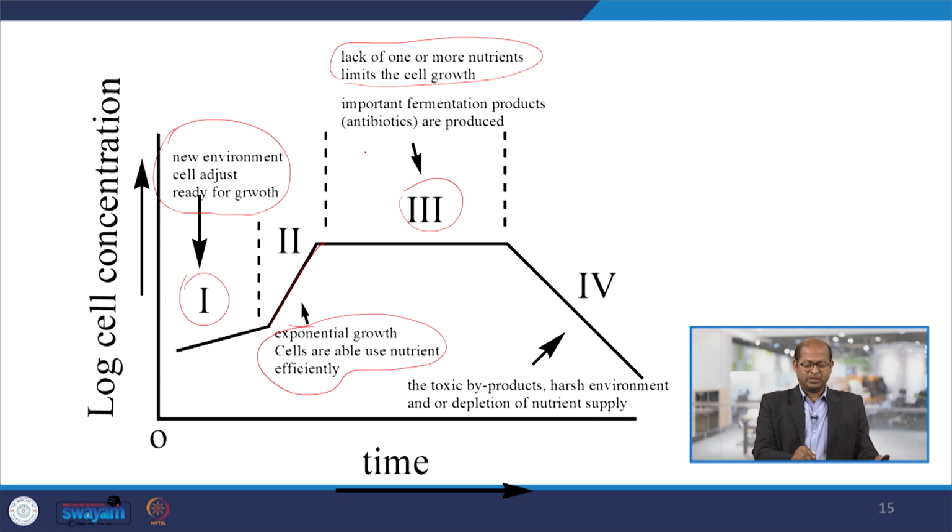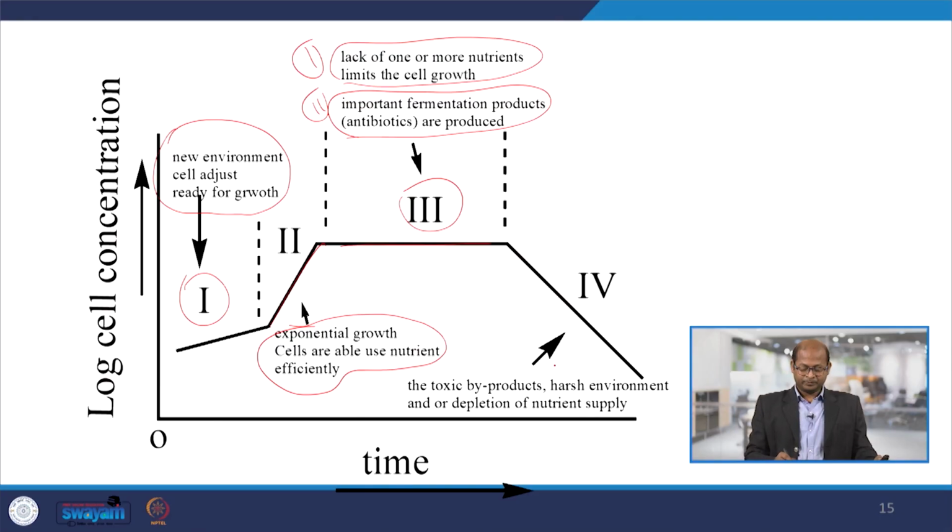So, maybe important fermentation products or antibiotics are formed that inhibit the cell growth. So, maybe reason number one is that nutrients are unavailable, and number two, maybe the product that is formed inhibits the cell growth. Therefore, here cell growth is stopped, no new cell formation is there, but the cells that are present sustain, and for that we have to supply nutrients, or those nutrients present inside of the reactor, they will consume.